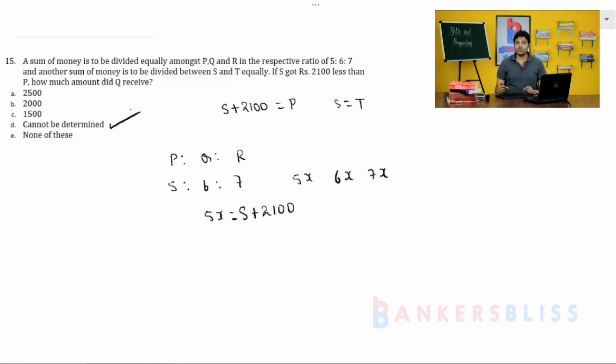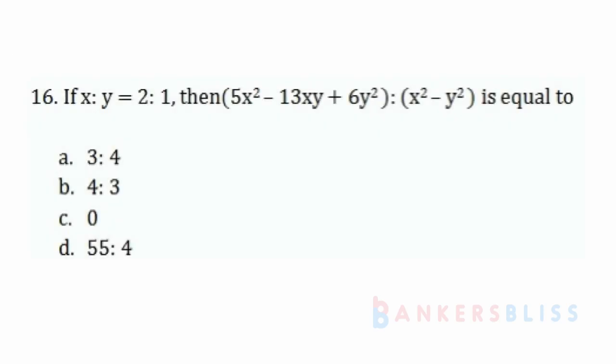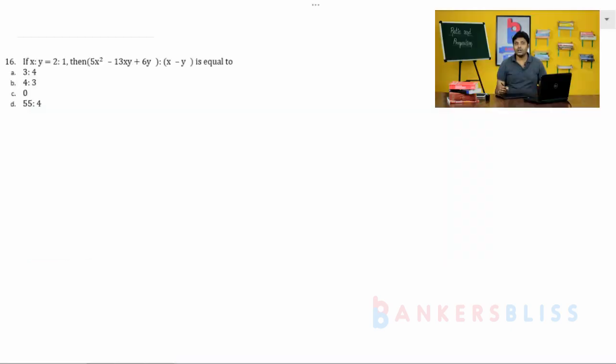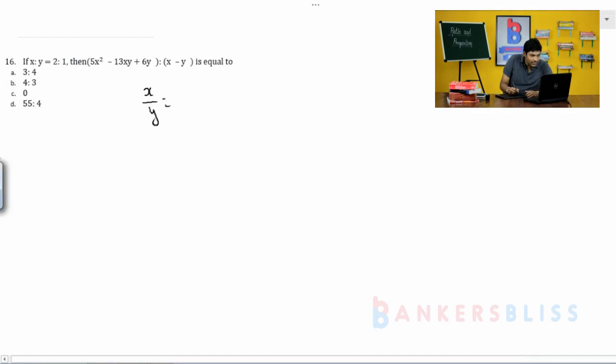Okay, let's go to the next problem, problem number 16. If x is to y is equal to 2:1, then what is (5x square minus 13xy plus 6y) divided by (x minus y)? See here, they have given x by y is equal to 2 by 1. Don't panic by seeing these types of problems. Simply substitute the value of x and the value of y into the expression.